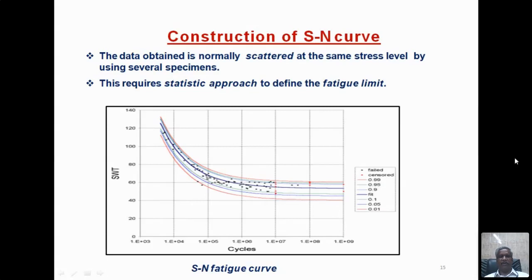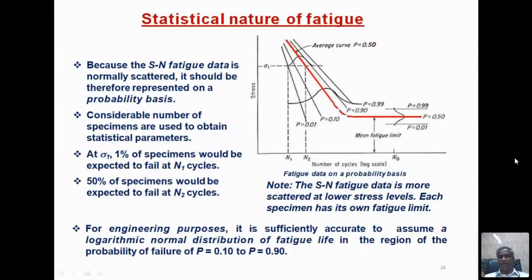But normally, in an academic institution, it is very difficult to test at each stress level. Normally we do 2 or 3 specimens at each stress level, then we take the average of the 3 specimens, 3 data points, and then we construct. But actually you have to test hundreds of specimens at each stress level. You have to do 5 specimens, and each specimen will give different values. So a lot of scatter is involved, and you require a statistical approach.